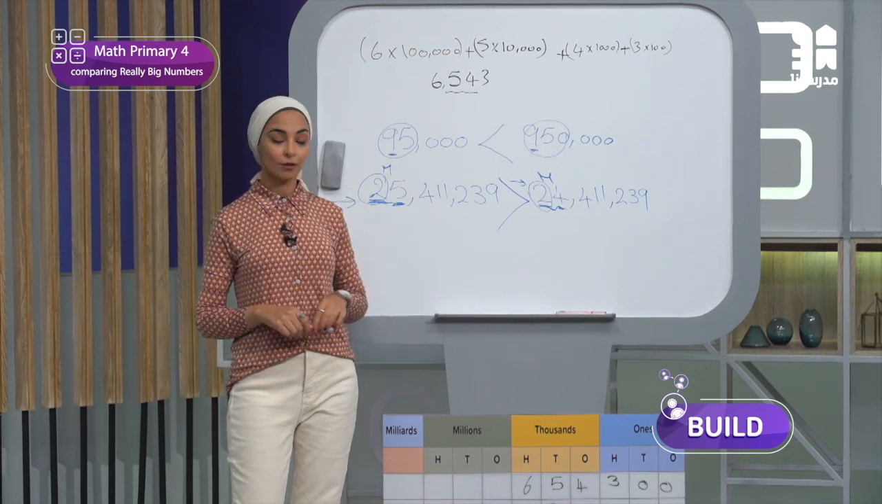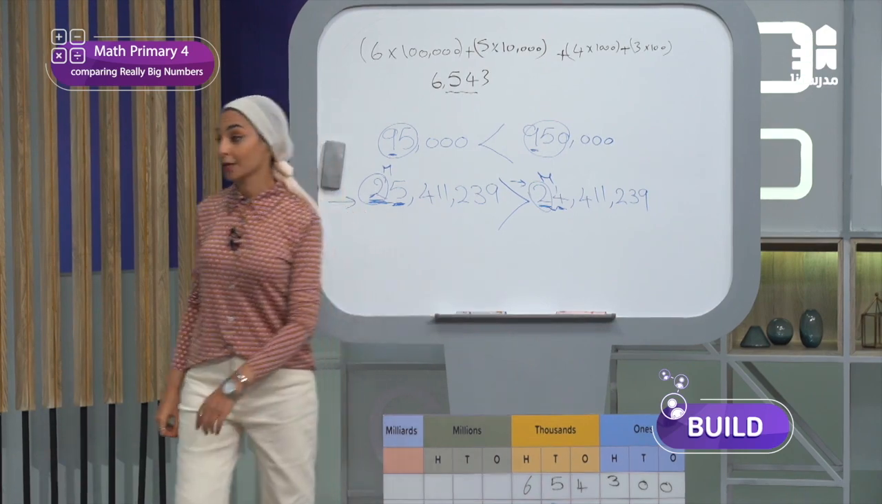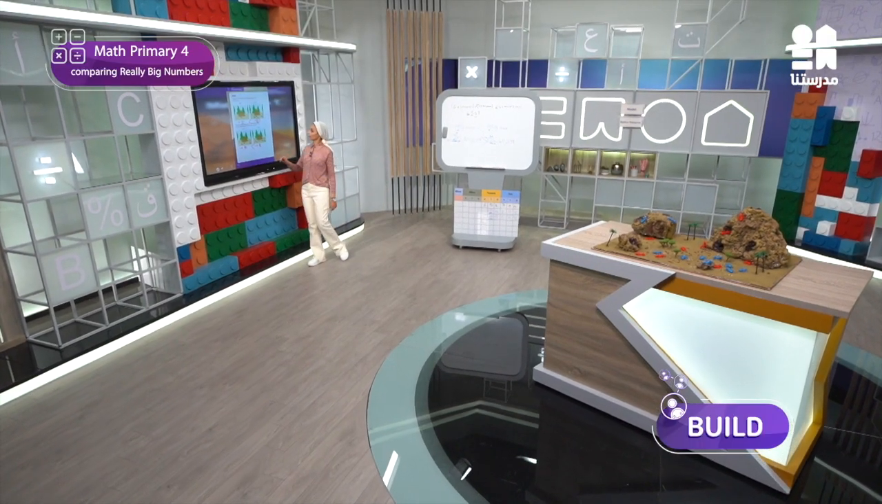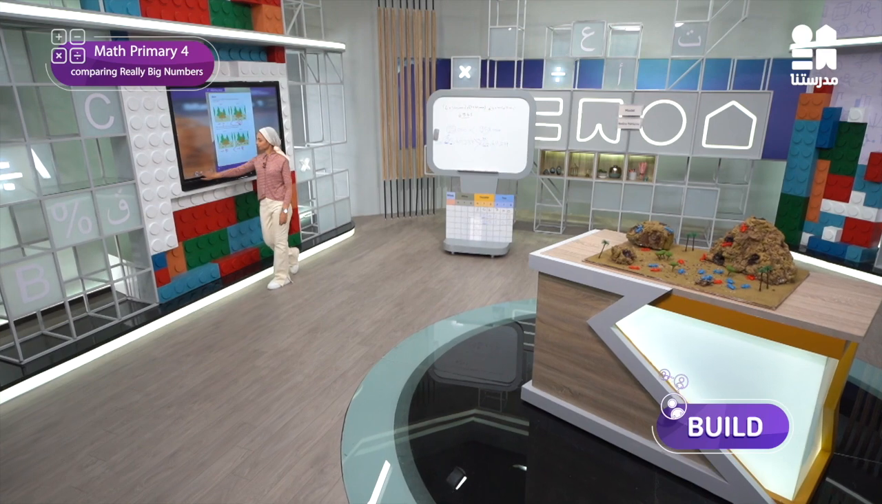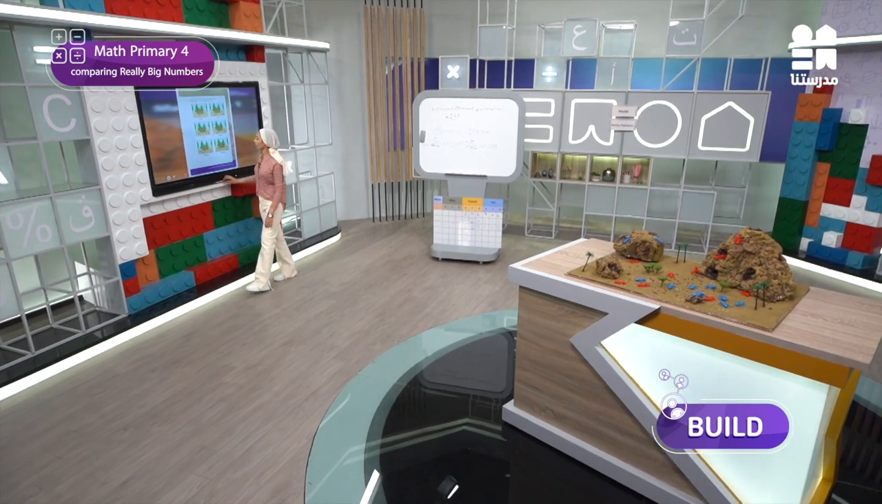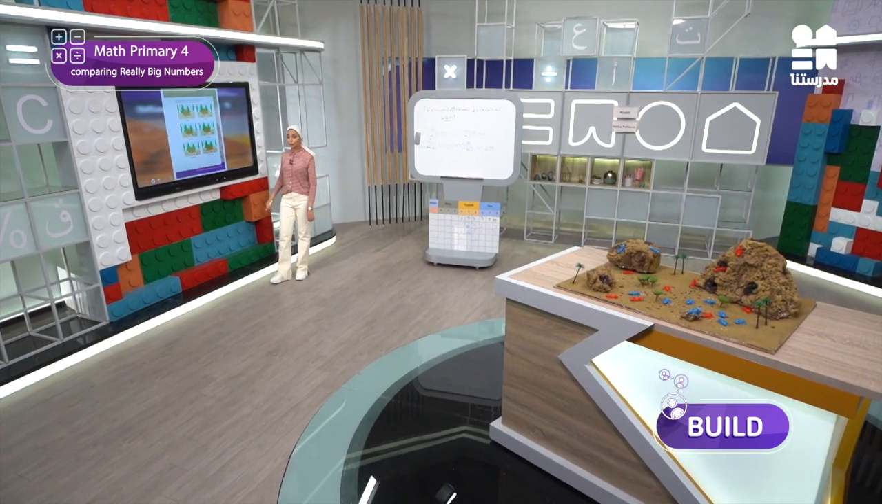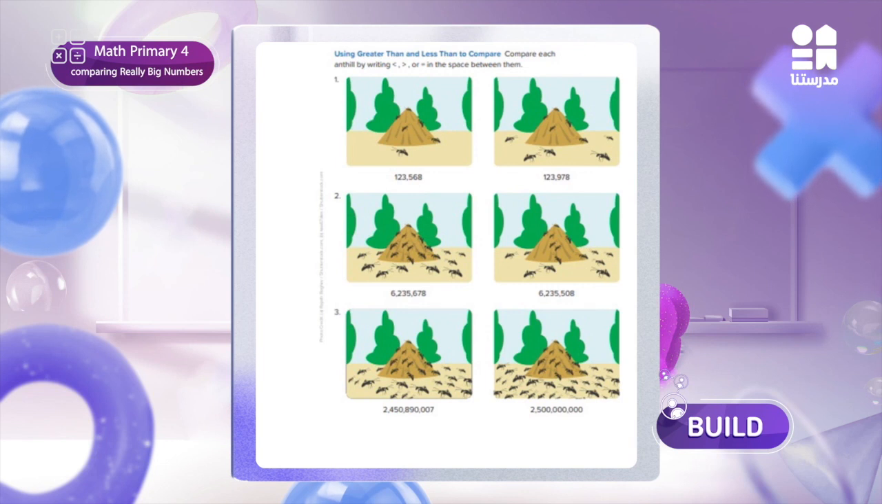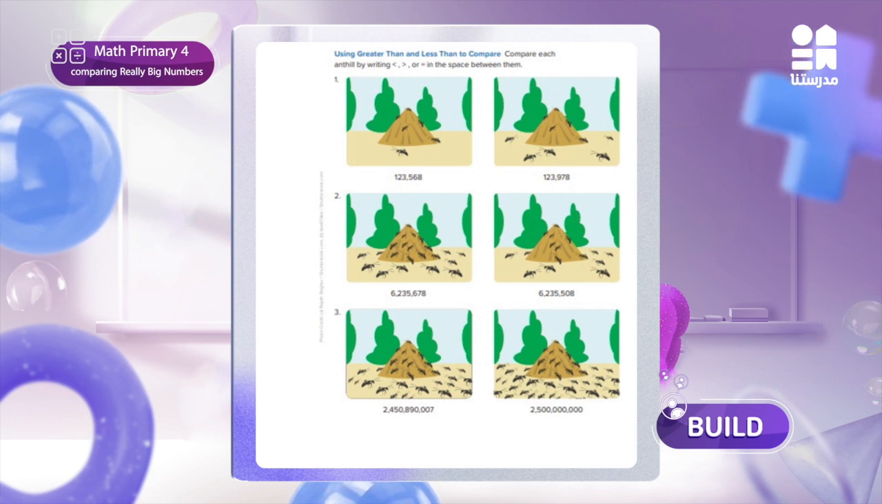Now, after we have learned and applied strategies to compare large numbers, it's your turn on page 33 in your book. Let's move to page 33. Here is page 33 in your book. We are required to compare. What is required from us? Compare the numbers of anthills under the pictures in 1, 2, and 3, using greater than, less than, or equal in words and signs, our symbols.